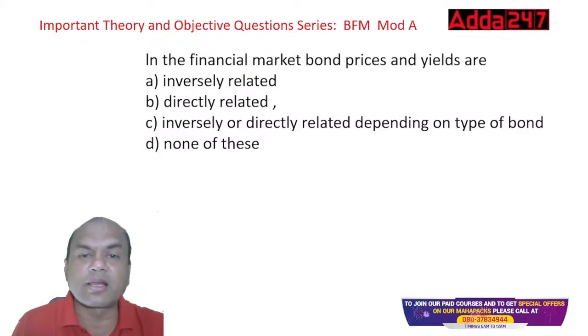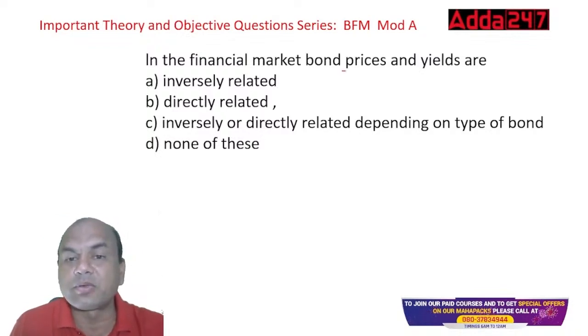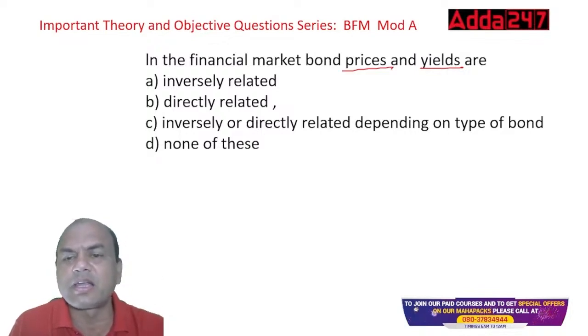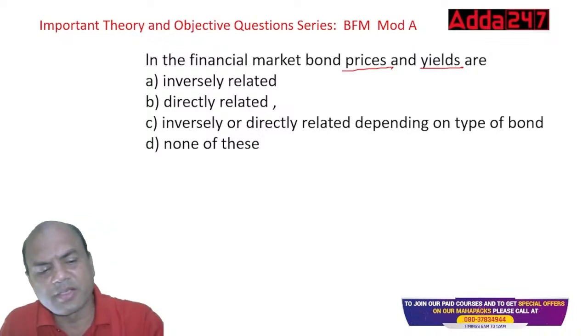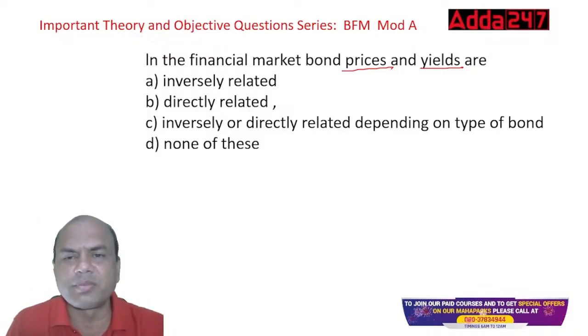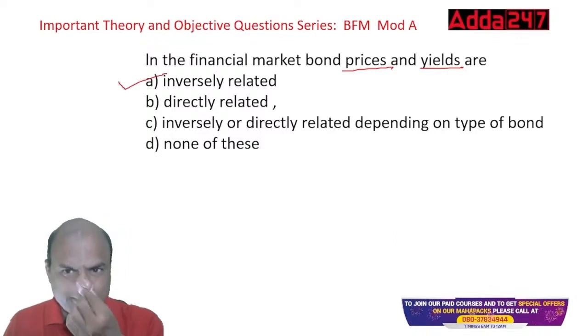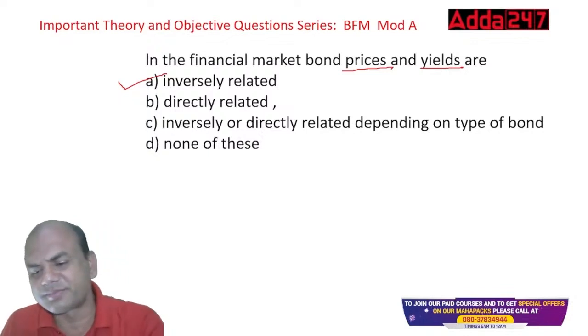In the financial market, bond prices and yields will always be what? Inversely related, directly related, or depending on the type of bond? This is basic knowledge. Let me see how many of you can answer. Inversely, obviously. Prices and yields are always inversely related.